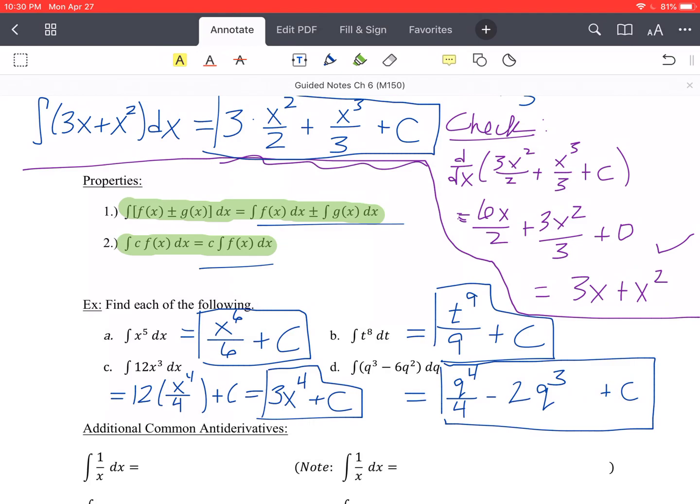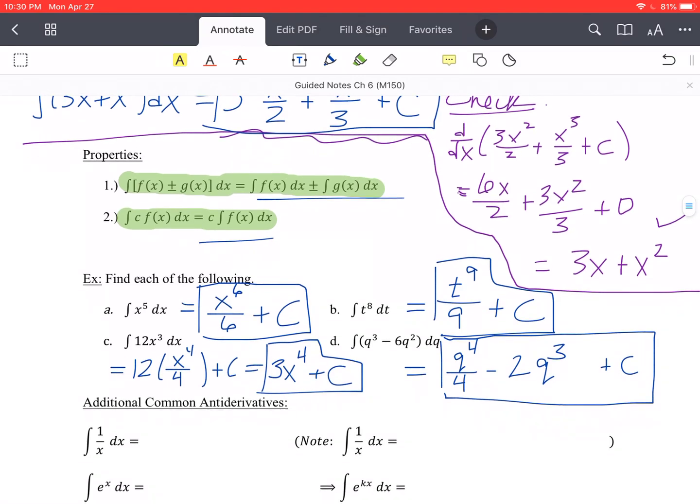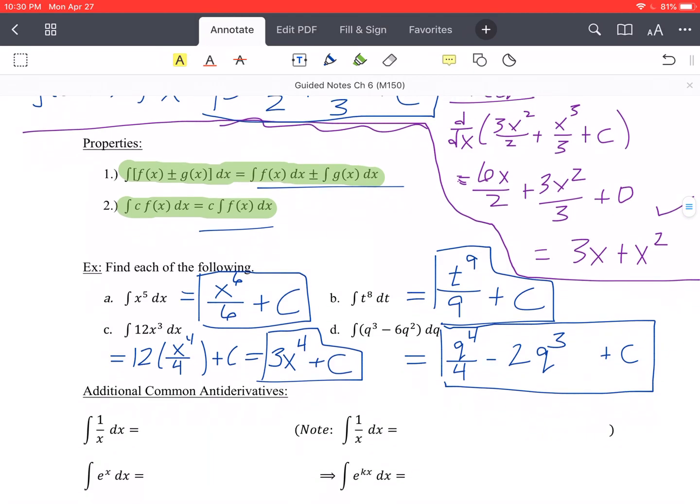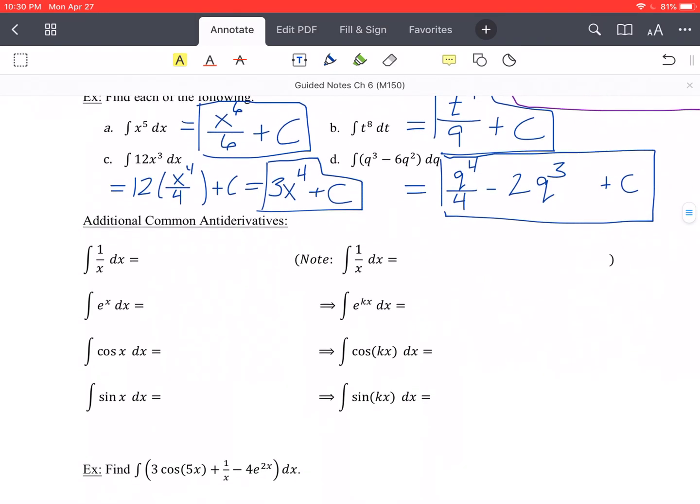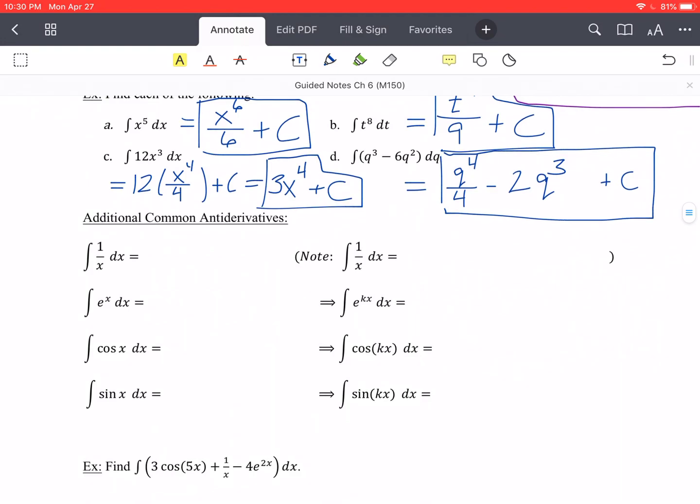So for some antiderivatives, we do have procedures like this one, like the undoing of the power rule. Other ones you're just going to need to know. So here's a few additional common antiderivatives. The integral of 1 over x dx. So we had a function, we took its derivative, and it gave us 1 over x. Can anybody think of what that function would be? The derivative of this function is 1 over x. What is it? That original function would be the natural log function.